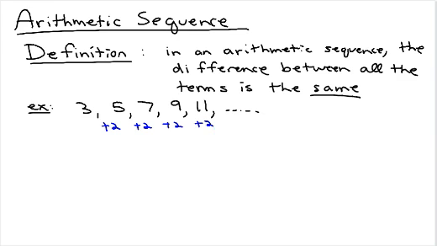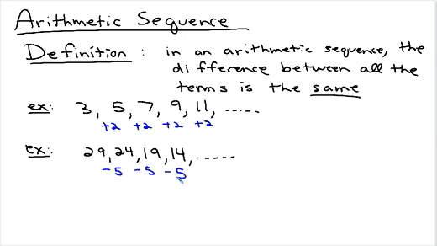All right, let's look at another one. What if I had 29, 24, 19, and 14? This one is also arithmetic. This is an arithmetic sequence. And what's happening here? Isn't it going down by how much? 5. So here we could put minus 5 in between all of these.